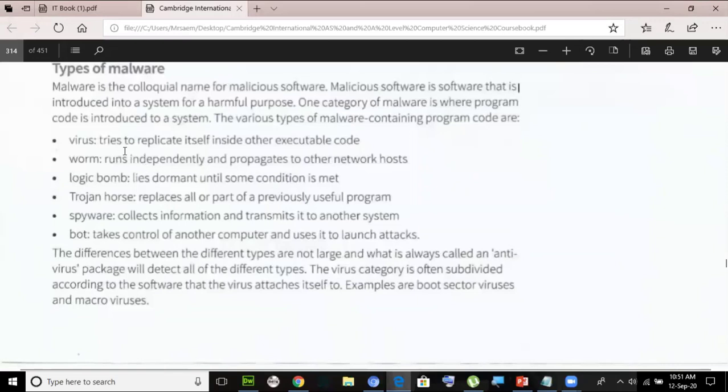Viruses, obviously, viruses are there that would replicate themselves. They are there to basically disrupt the normal functioning of an operating system or any application software. Worms basically do what? They again replicate themselves. They are mostly used in network environments to clog the network so that a network cannot perform properly. This is what happens.